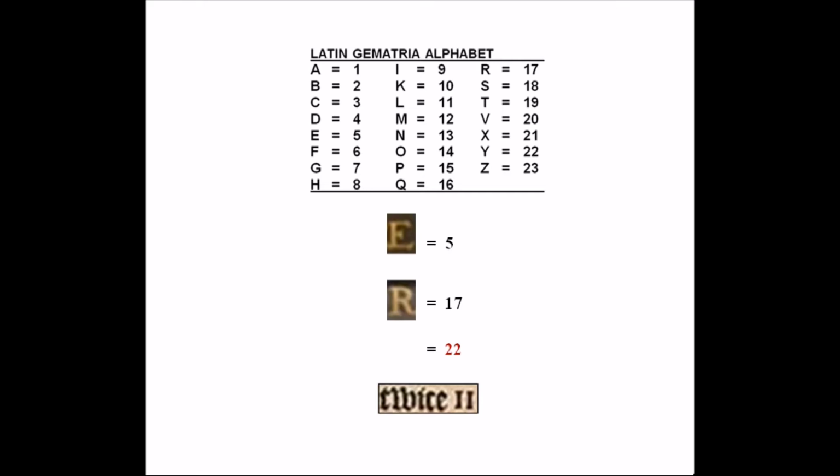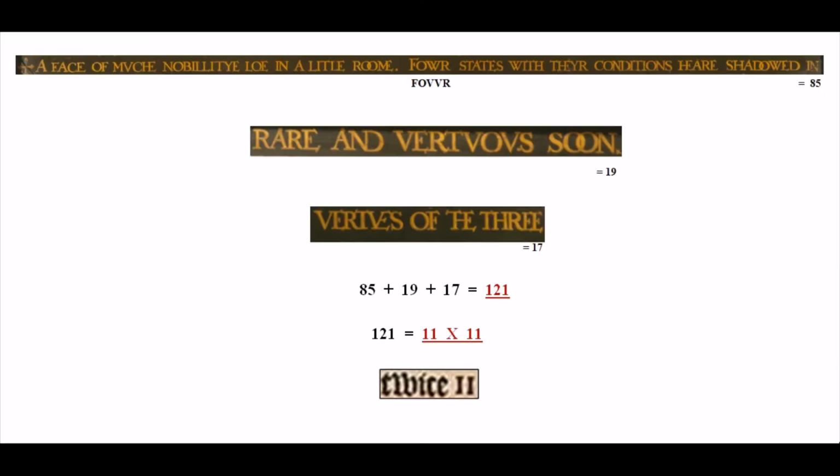It's too bad I can't prove that the E's being pointed at, because if it was, E's equal to 5 and R's equal to 17. 5 and 17 is 22, which is twice 11. However, if we count every letter from the words that are used as part of the codes from the frame, there are a total of 121 letters. 121 is 11 times 11, which is also twice 11.